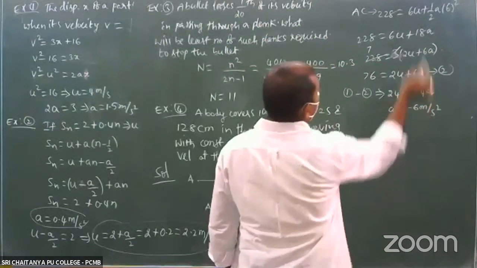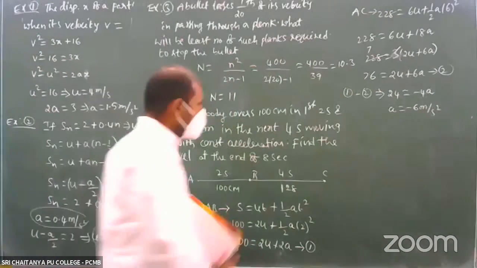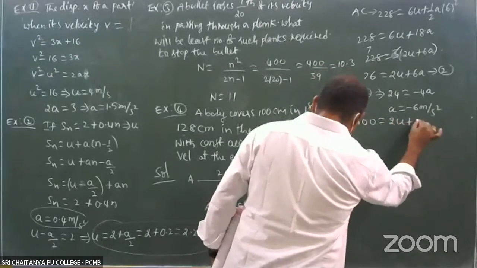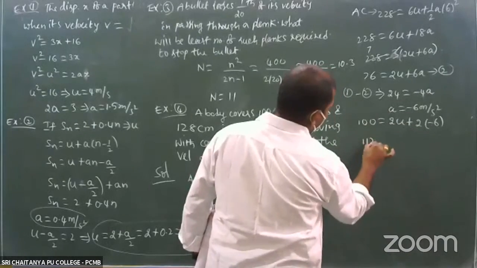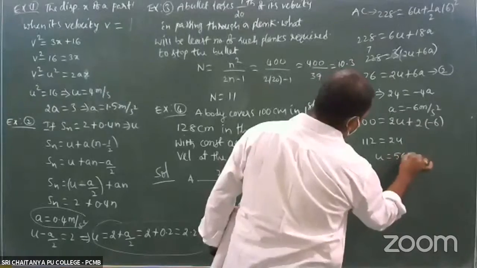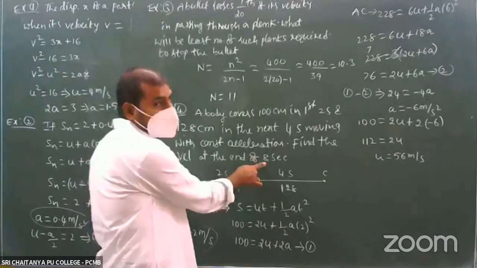Put A value either in equation 2 or in equation 1. In equation 1, 100 is equal to 2U plus 2 into A, minus 6, minus 12. Send it left side, 112 is equal to 2U. Then U is equal to what? 56 meter per second. They are asking velocity at the end of 8 seconds.